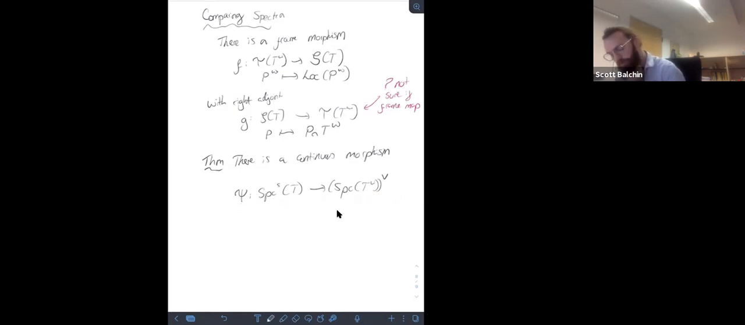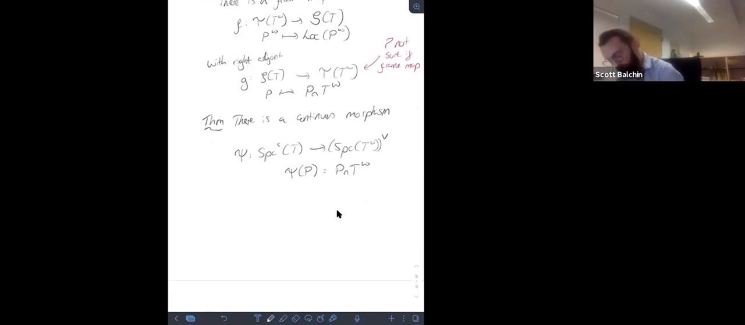But this data here is completely equivalent to the Balmer spectrum. And if you unwrap what stone duality actually does, it tells you that psi of some P is just going to be P intersect the compact objects. So this is a continuous map. But we can say more. We can actually say some nice things about the map. So here are some properties.